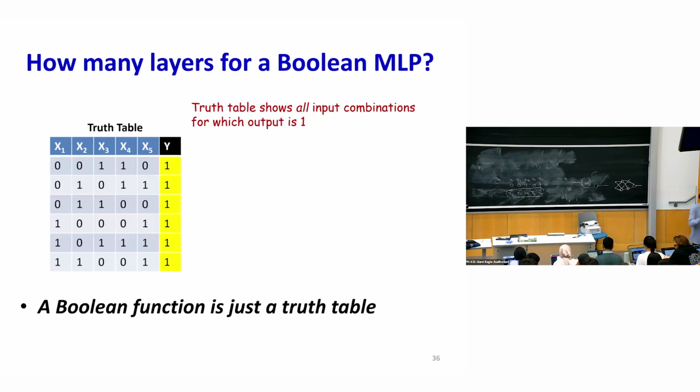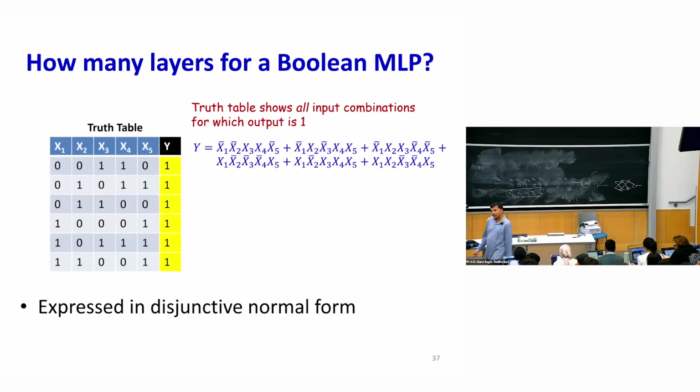That's what this clause is. Under this combination, the output is 1, right? I can write one such clause for every combination for which you have an output of 1. So this is the famous disjunctive normal form, where I have one clause for every combination for which the output is 1, and I OR the lot.